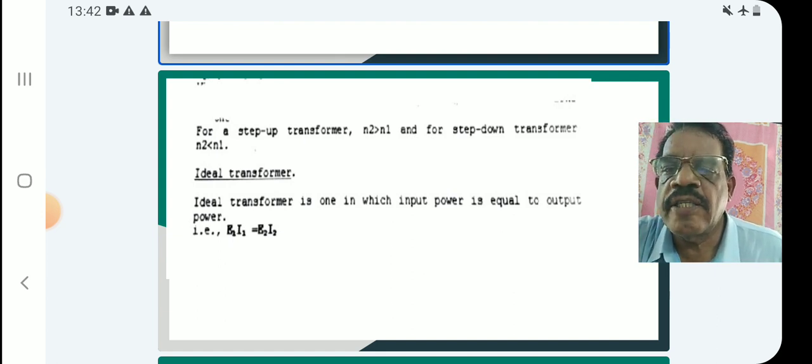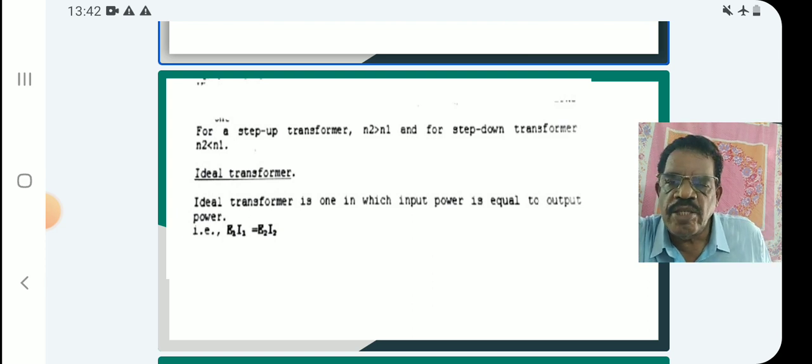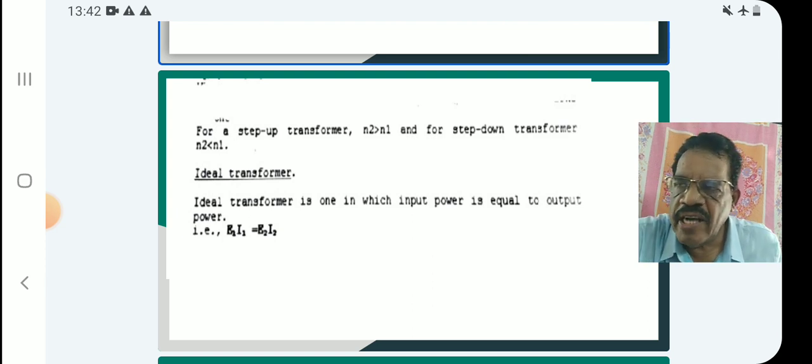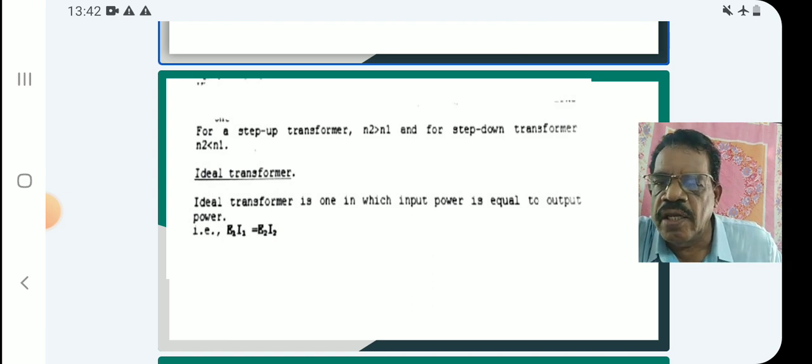For a step-up transformer, N2 greater than N1, and for a step-down transformer, N2 less than N1. A step-up transformer is one which increases the voltage, and a step-down transformer is one which decreases the voltage. For a step-up transformer, N2 greater than N1, therefore E2 greater than E1. For a step-down transformer, N2 less than N1, therefore E2 less than E1.